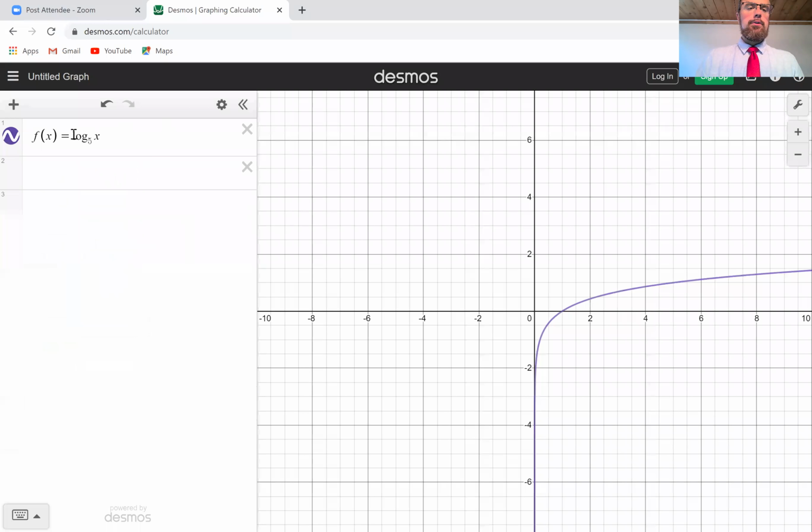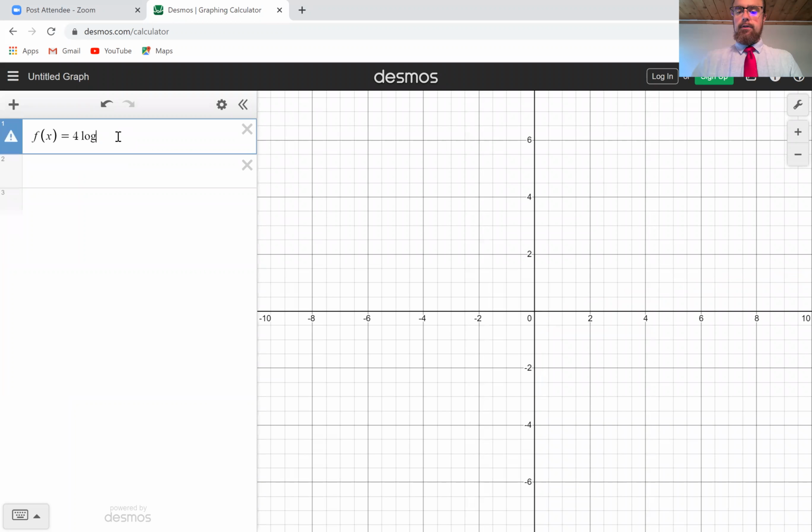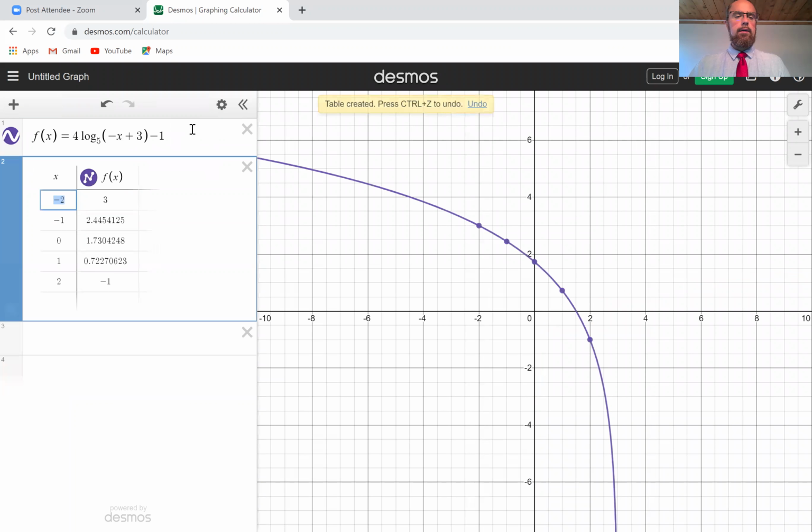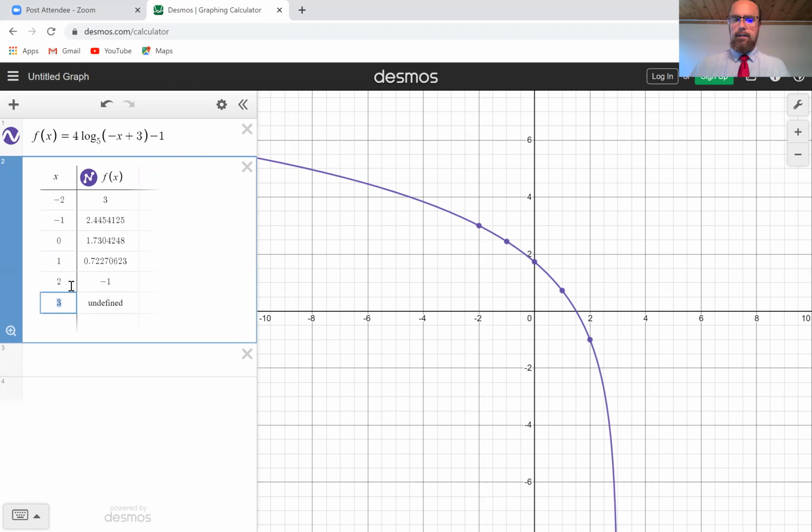So I'm going to again come over to Desmos, now typing in the transformed function, 4 times log base 5 of negative x plus 3, minus 1. So the graph looks pretty accurate to our prediction. Let's see if our table supports that. So negative 2 through 2, we start at negative 2, 3, and then the values go down. Negative 1 is 2.4, 0 is 1.7, 1 is 0.7, 2 is negative 1. Let's see if 3 is undefined. And that supports our hypothesis that there's a vertical asymptote at positive 3.